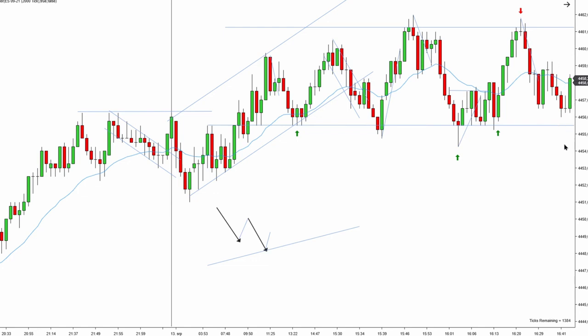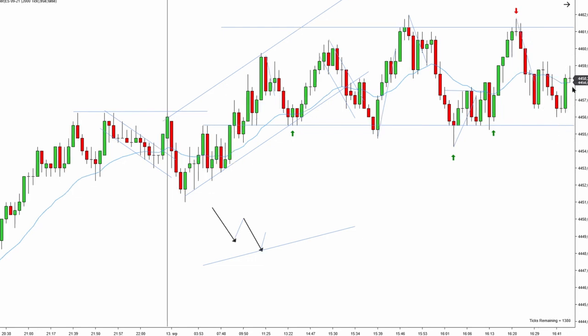You have a second entry long. I'm sitting on my hands, and it looks like a failed second entry long. I'm not going to go short. Why? Because the downtrend played out. So I'm not interested in shorting this market.